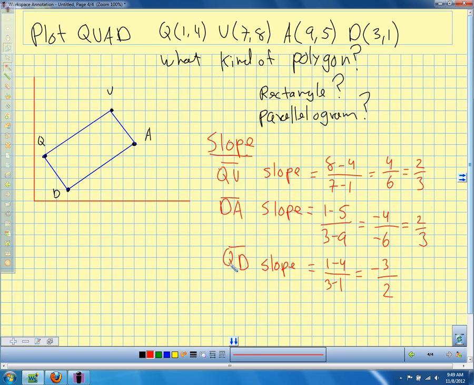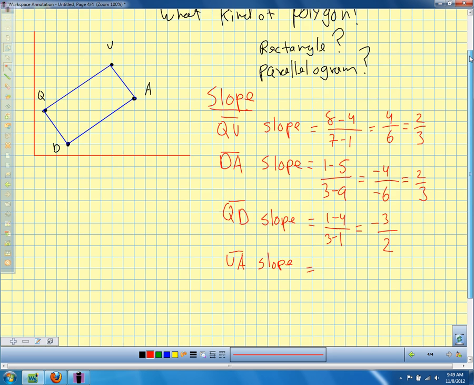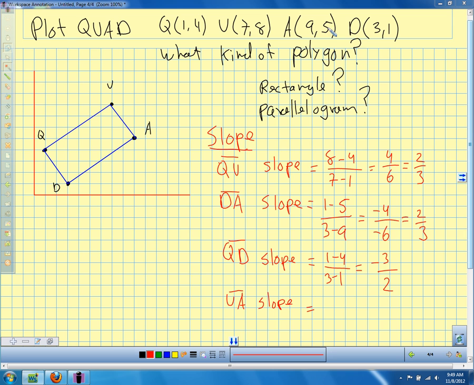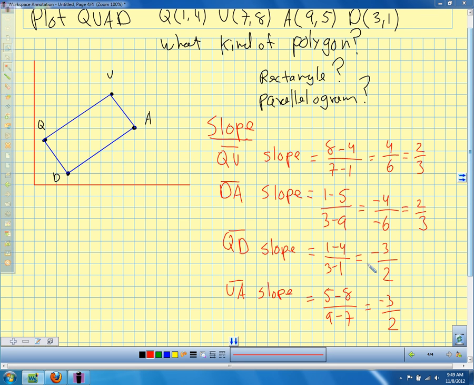Let's look at the slope of the last side, UA. U and A are here. Y2 minus Y1, 5 minus 8, over X2 minus X1, 9 minus 7. 5 minus 8 is negative 3. 9 minus 7 is 2. So that tells us that these two sides are parallel, and this side is perpendicular to the other two sides.